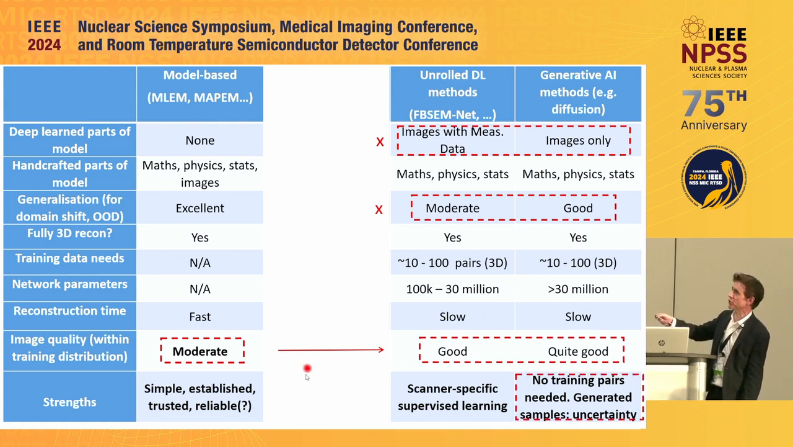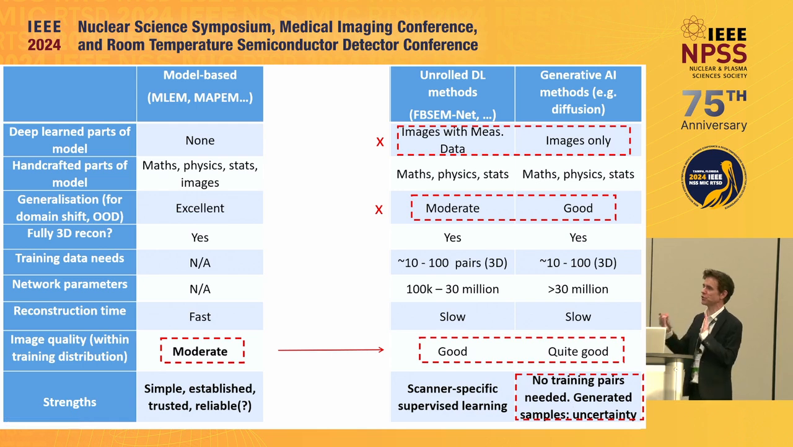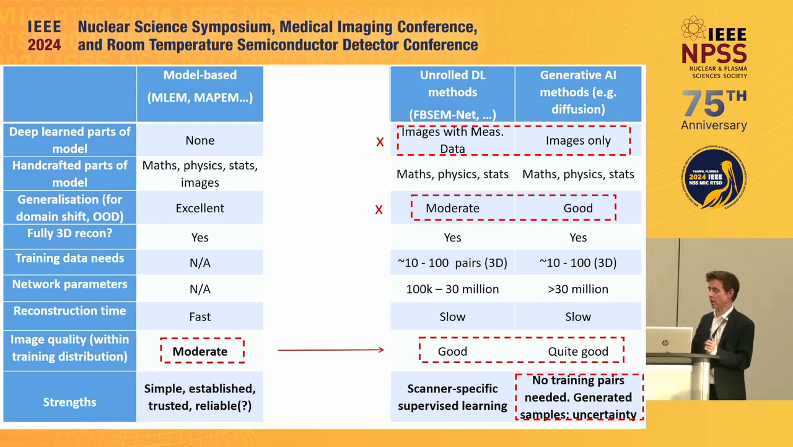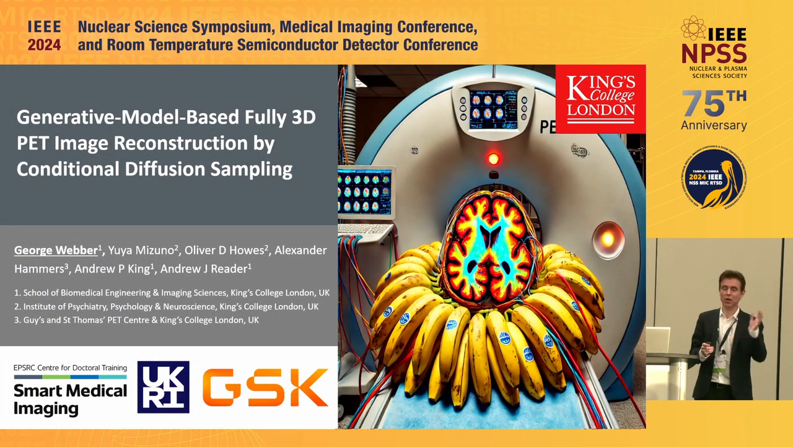But the other advantage of generative AI methods, even though the quality might not be as good as the unrolled methods, is that we don't need the training pairs, we just need high quality example images. We can also generate multiple samples, sampling that posterior density, and therefore have some notion of uncertainty or a credibility interval on our images. So I've now stolen a lot of slides from George.